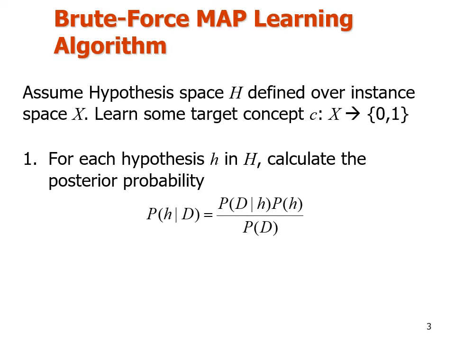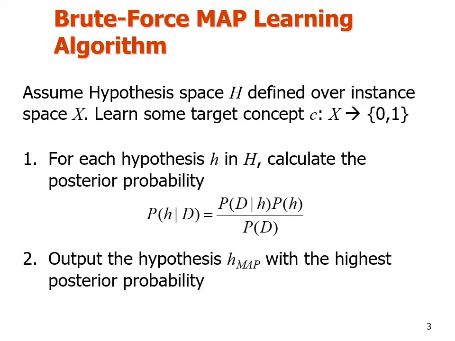In the second step of the algorithm, we output the hypothesis h_MAP that has the highest posterior probability out of all hypotheses in hypothesis space H. It is given as h_MAP is equal to argmax over all hypotheses h in hypothesis space H of probability of h given D.